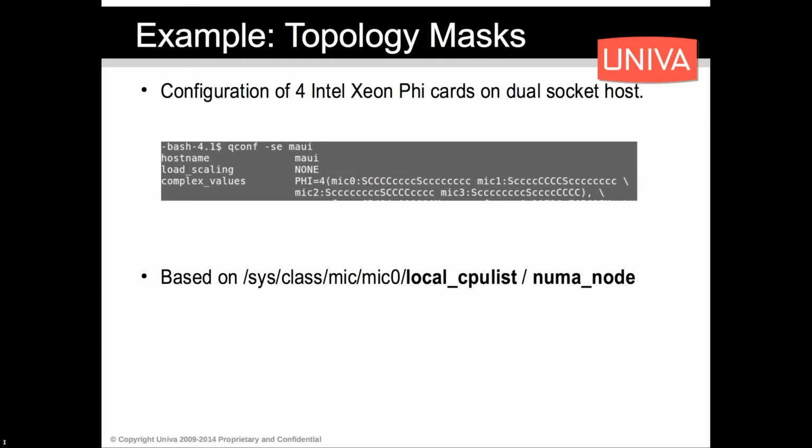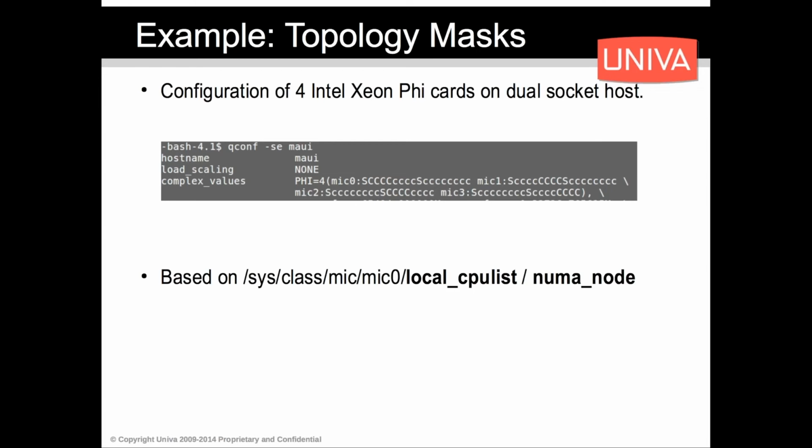The following configuration shows our 2-socket system, which has 4 Intel Xeon Phis attached. Here the host name is Maui. We have the complex name Phi, where we specify 4 strings, mic 0 to mic 3, like before. Additionally, we have now configured topology masks after a colon. Here, mic 0 excludes access to cores 4 to 8 on the first socket, and it also excludes access to all cores of the second socket.